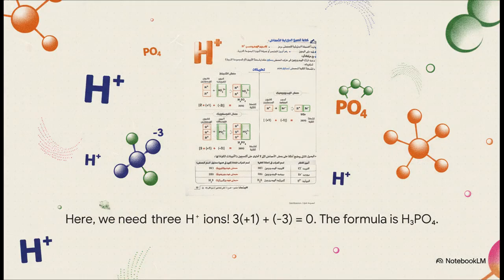Let's do just one more to really lock this concept in. Phosphoric acid. Okay, the phosphate anion has a pretty big -3 charge. So, how many H+ ions are we going to need to balance it out? You got it, 3. 3 H+ ions give us a +3 charge, which balances that -3 perfectly, bringing us to 0. And the formula is H3PO4. Look at that, you're building molecules.